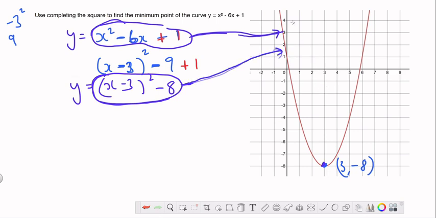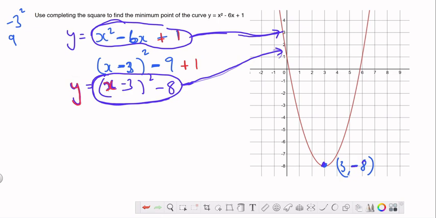You can see from the graph the minimum point is -8. Now, how do I know? If I didn't have this graph, then how would I tell? How could I do it? Just by inspecting this completed square version. I would have to think, what value of x can I put in there? What value can I put into the x to give me the smallest possible value of y?